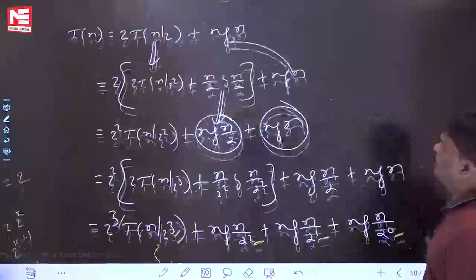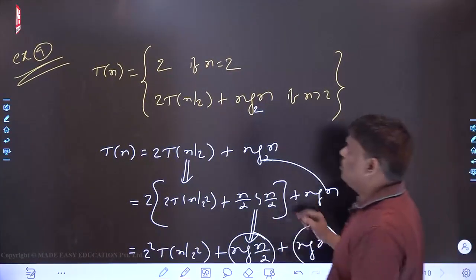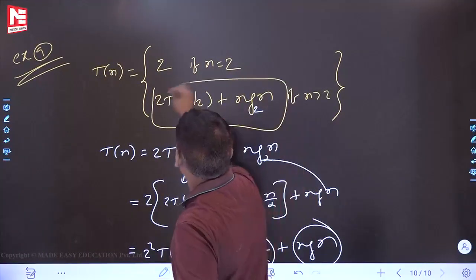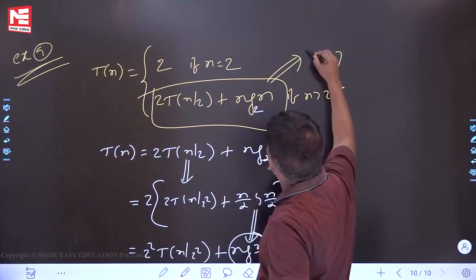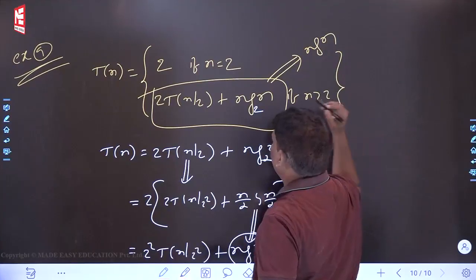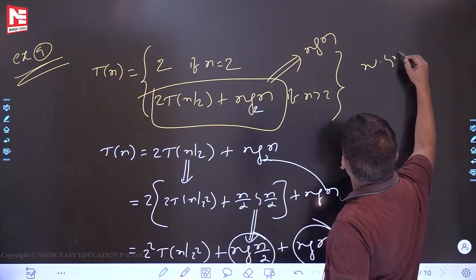This is the problem: T(n) = 2T(n/2) + n log n. See this one. This problem we have already done, but log n was not there, only n was there, and the answer becomes n log n. Because of log n being there, the answer became n into log n square.